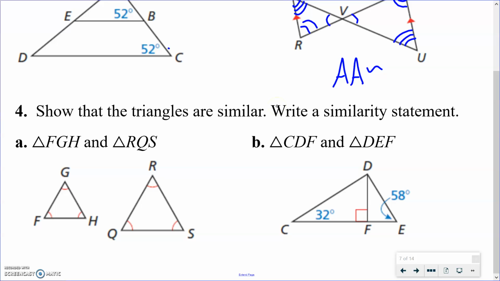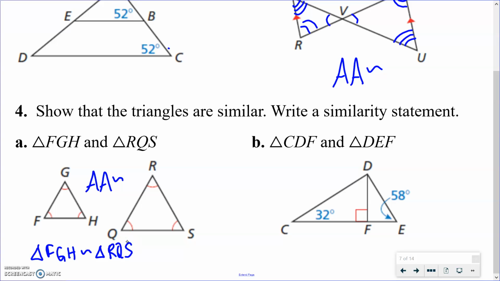Okay, these are all similar because all the angles are the same. So we're going to write a similarity statement, and we know it's angle-angle similarity because all the angles are the same. So we're going to say triangle FGH is similar to triangle RQS.